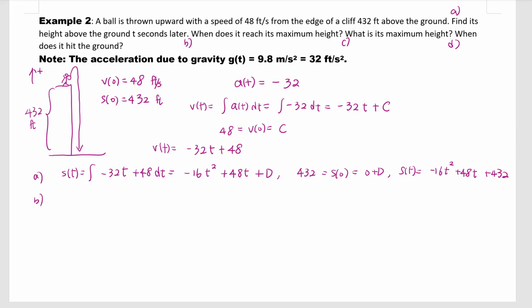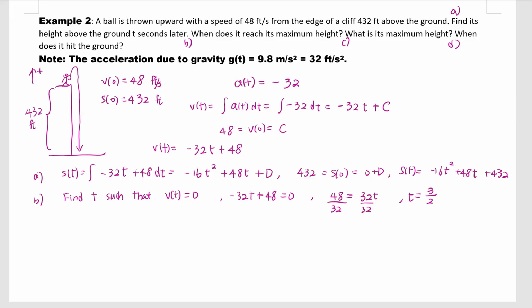Okay, so what is special when it reaches the maximum height? What happened to the velocity? It's 0, and we're asking when. So we want to find the time such that velocity equals 0. So negative 32t plus 48 is 0. We can add 32t on both sides. We get 48 is 32t. We'll divide by 32 on both sides. Do you see the common factor is 16? So when we cancel that, we get t is 3/2.